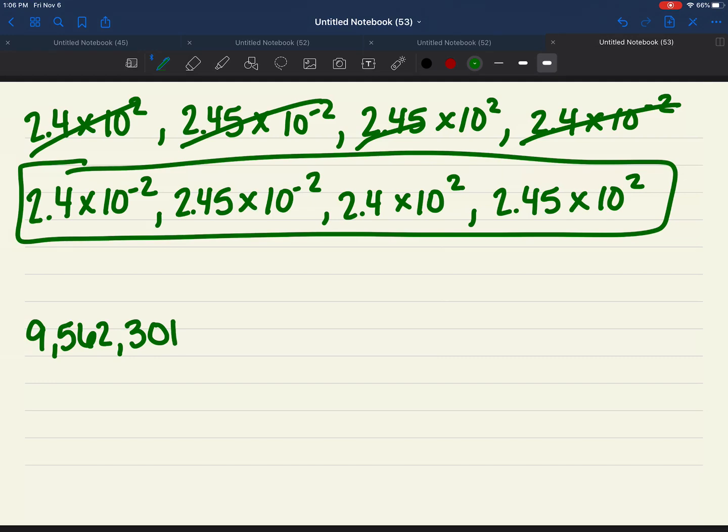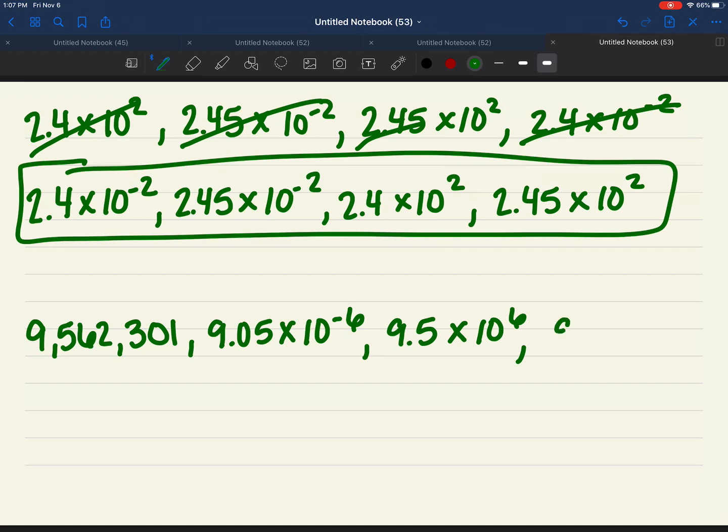Okay, so let's look at 9,562,301, 9.05 times 10 to the negative 6, 9.5 times 10 to the positive 6, and then 905,000. Now, notice on these we have two numbers in scientific notation, two numbers in standard form. So shouldn't we change two of those to be in the same form? Yes. You can choose either way. We're going to change them into scientific notation.